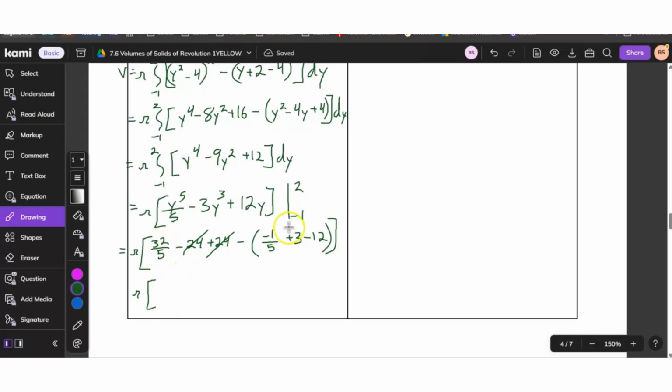And what is 32/5 minus negative 1/5? Or in other words, 32/5 plus a fifth. 33/5. And then we've just got 3 minus 12 is negative 9, so plus 9. I feel like we did something wrong. Hang on. Because it should have been the same as last time.